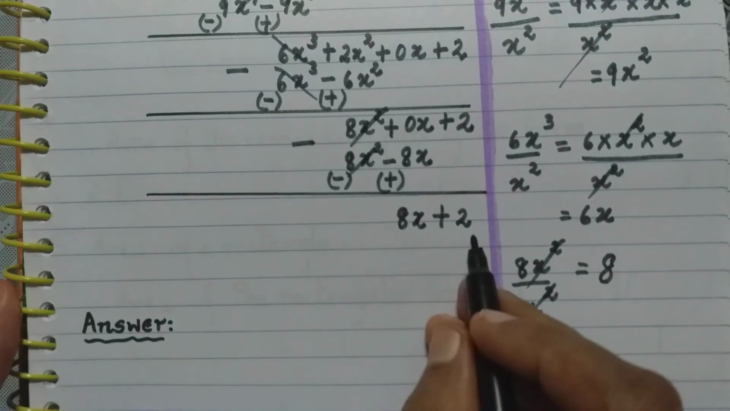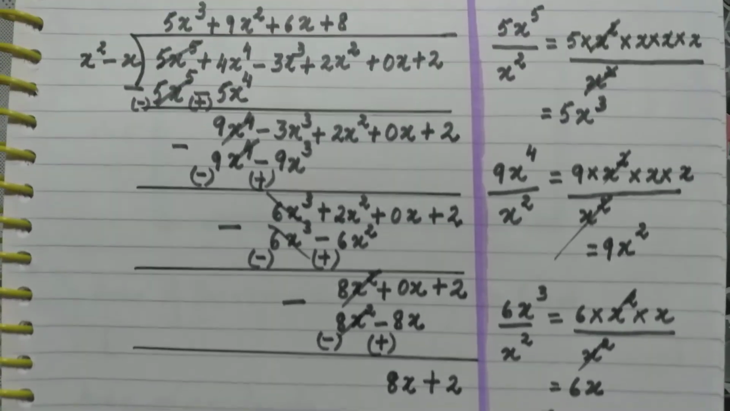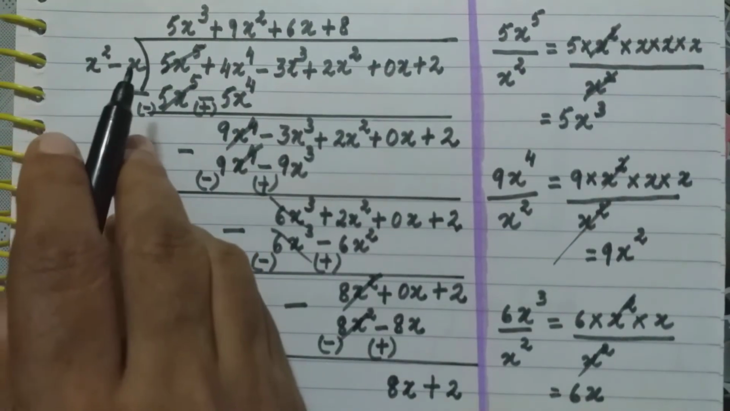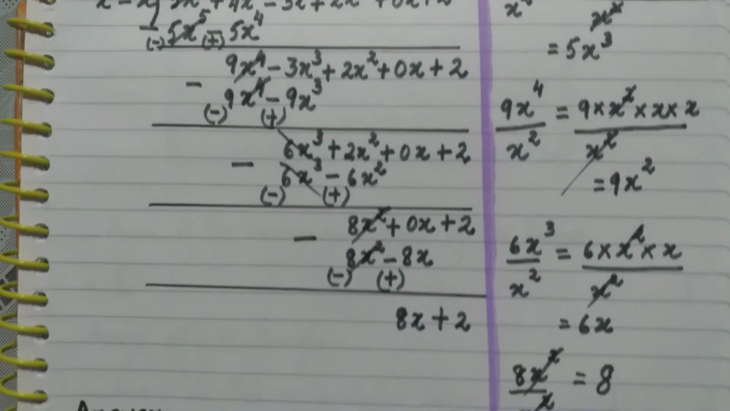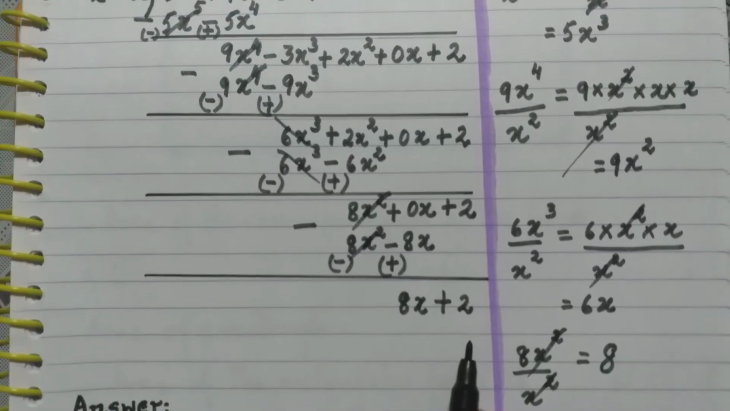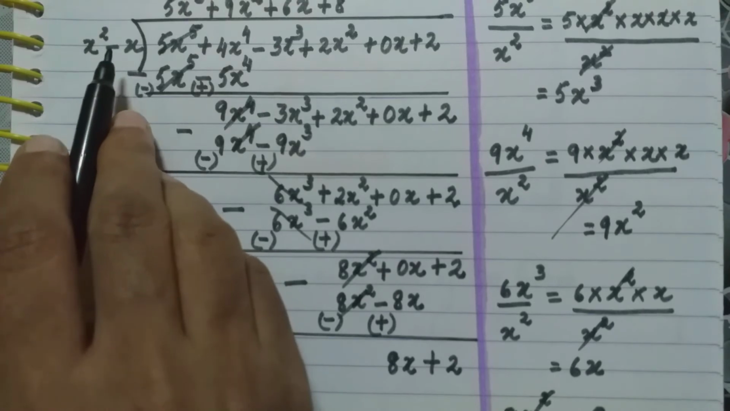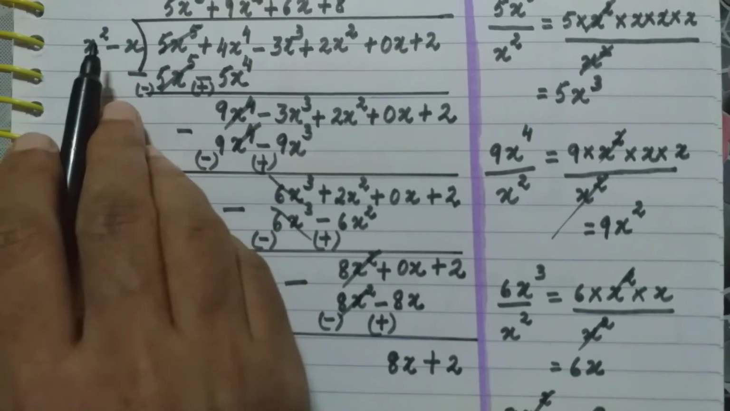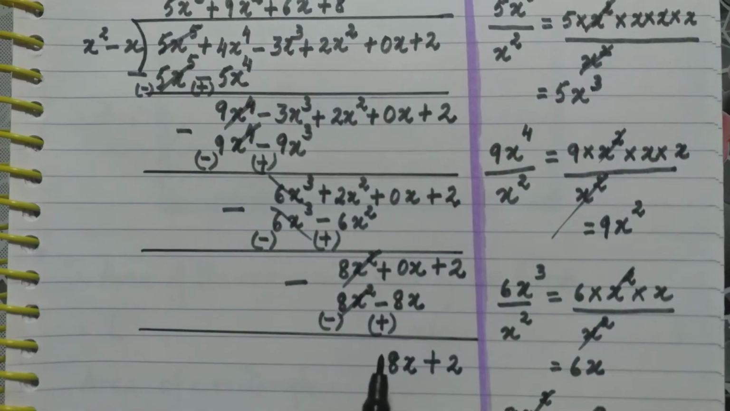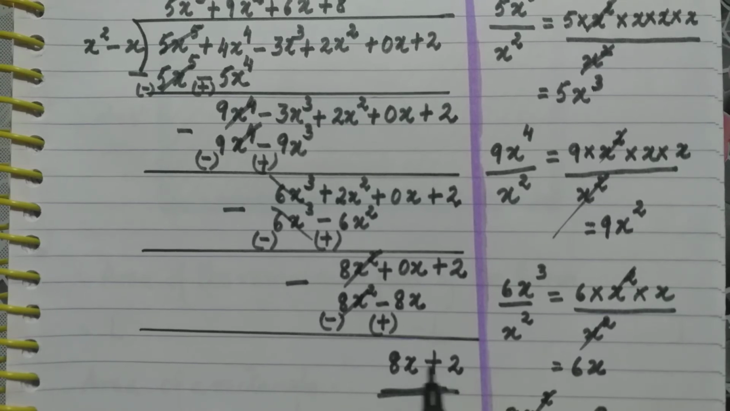Now at this stage, you will look at the divisor. What is the divisor? x square minus x. And what is the remainder here? 8x plus 2. So if you reach a point when the degree of the divisor is greater than that of the remainder, then we stop dividing and this becomes the remainder. 8x plus 2 is the remainder.